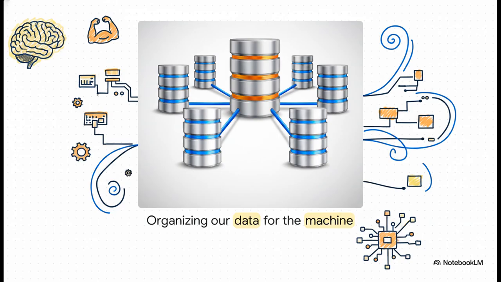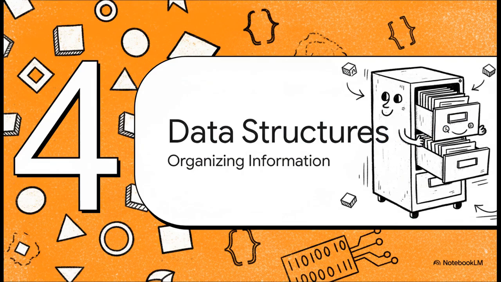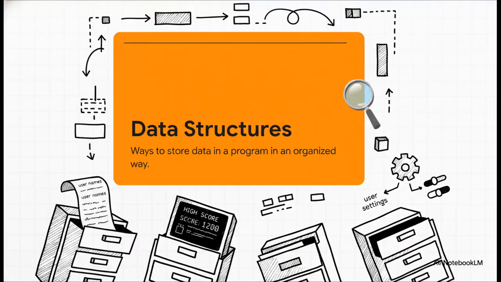Okay, so we've got a brain, we've got stamina, and we've got our custom machines. But how do we actually store and organize all the massive amounts of information these programs handle behind the scenes? Which brings us to our final part, Section 4, organizing data with structures. Simply put, data structures are exactly what they sound like, ways to store data in your program in an organized way. Whether you're keeping track of a list of usernames, saving high scores, or holding on to user settings, Python has different types of digital filing cabinets, depending on exactly what kind of data we're dealing with.